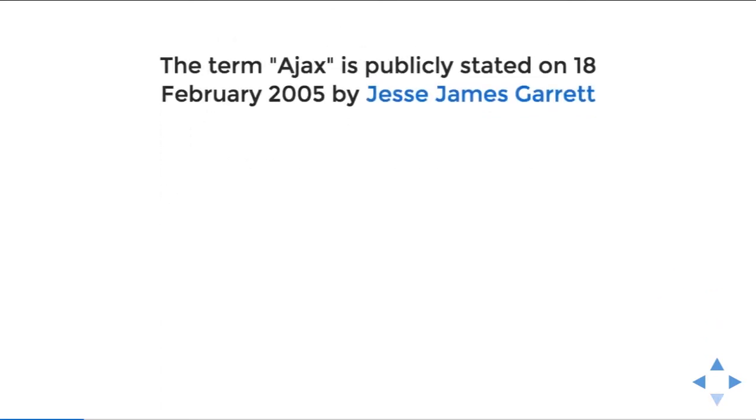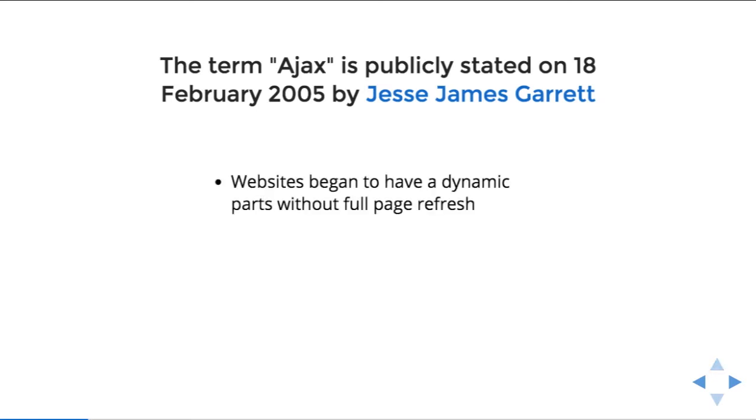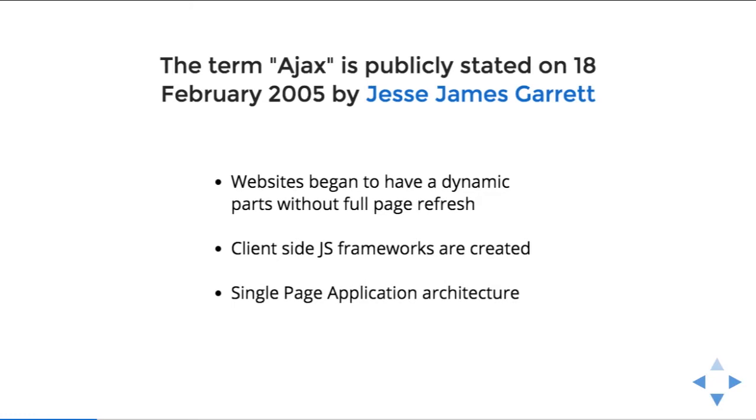So let's forward 10 years. In 2005, the term Ajax was published, on the 18th of February 2005. What does it mean for the web? That from that point in time, websites began to have dynamic parts that don't have to be refreshed like an old web page. So at that time, the first client-side JavaScript frameworks were created, and the single-page application architecture was created.